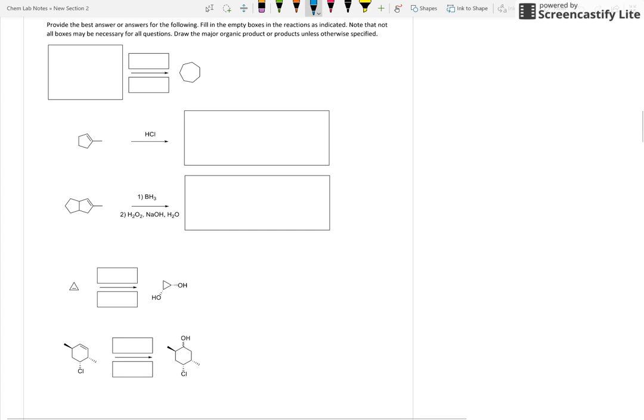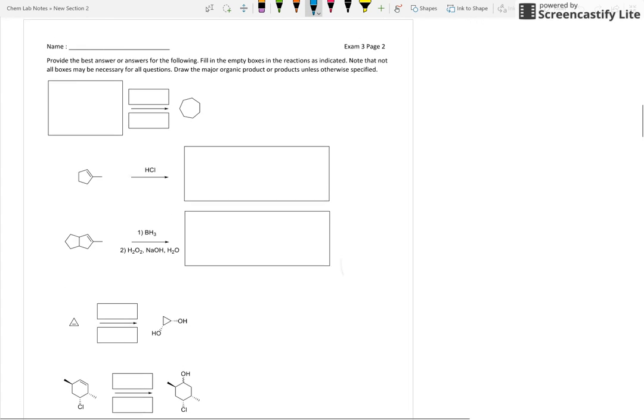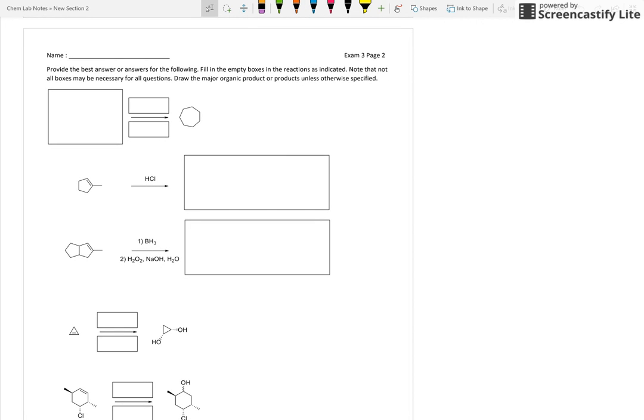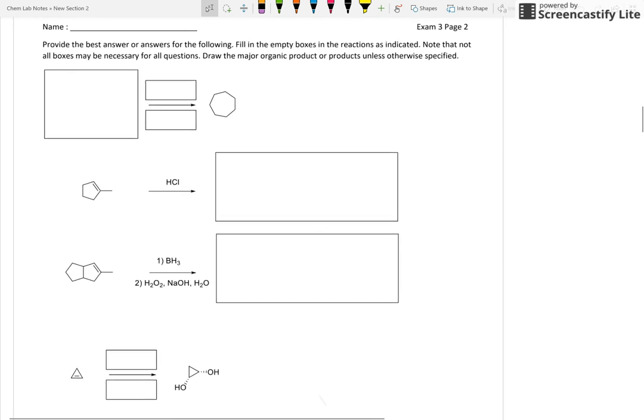Okay, we're continuing on in exam 3. This is page 2, which is kind of more of the same of page 1. Again, it's just asking us to fill in the blanks to complete the reactions in the best way possible. We may not have to use every blank.